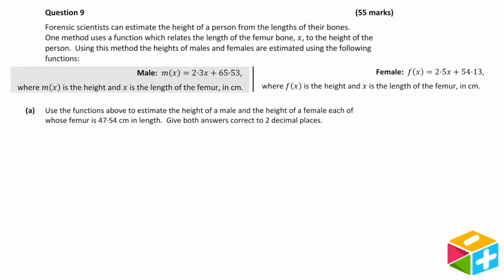For a male, m of x is equal to 2.3x plus 65.53, where m of x is the height and x is the length of the femur in centimeters. For a female, f of x is equal to 2.5x plus 54.13, where f of x is the height and x is the length of the femur in centimeters.